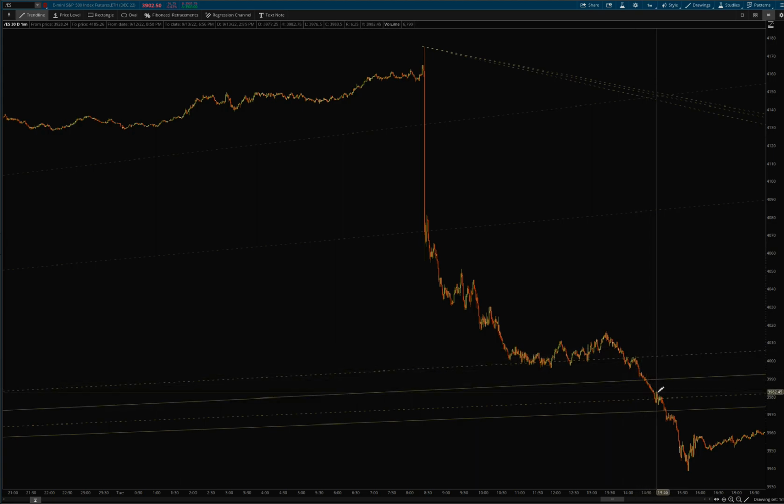And once you're in, all you need to do is look for a reason to stay in, look for a reason to get out, and that's all you have to worry about. Or you can use profit targets. Like if you're risking this much and it makes this much of a move, that's still a good move, if that's what your plan is.